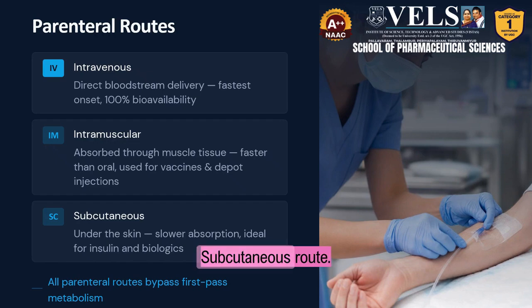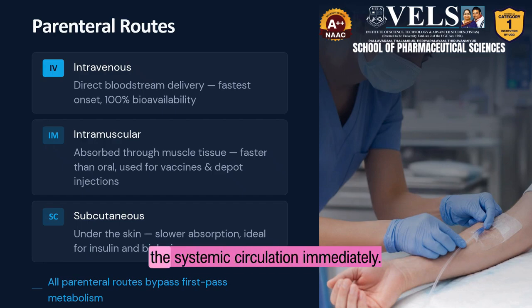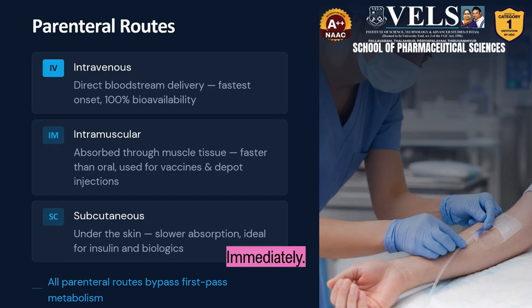The next route is the subcutaneous route. Injected beneath the skin, commonly used for insulin and some biologics. In the parenteral route, I am emphasizing that this route bypasses first pass metabolism. IV administration is particularly important in emergencies because the drug reaches the systemic circulation immediately.